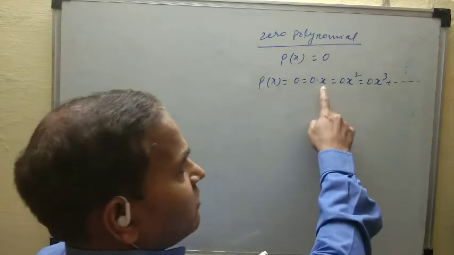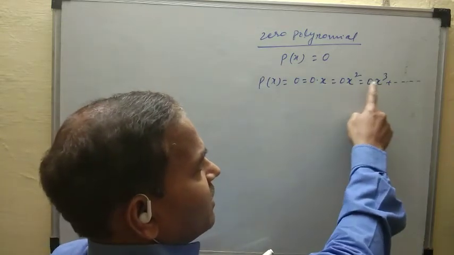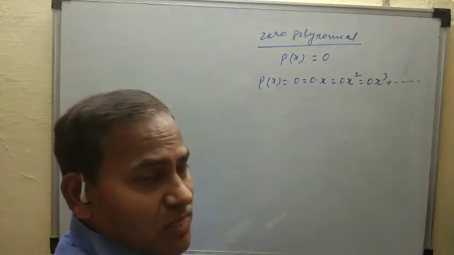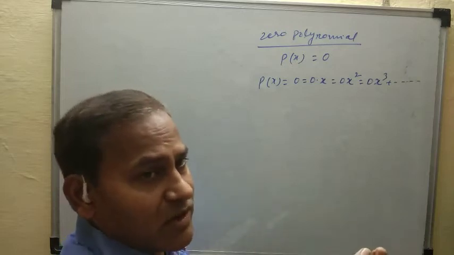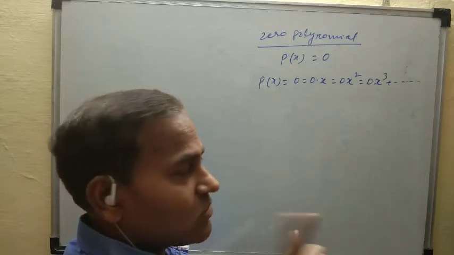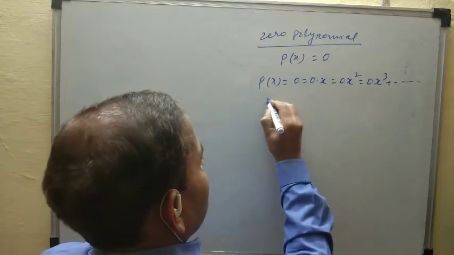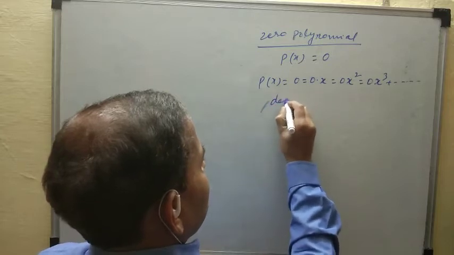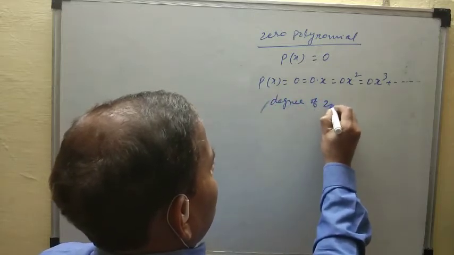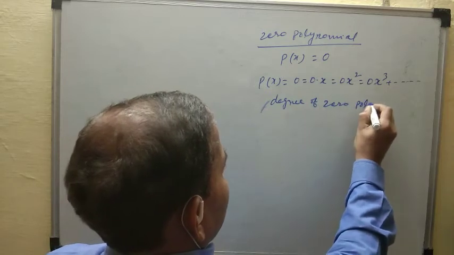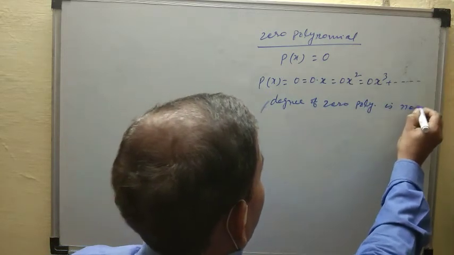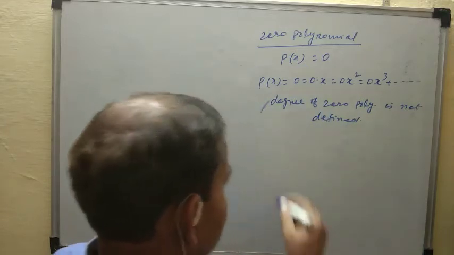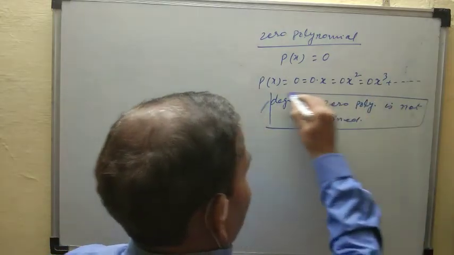अब क्या बोलोगे, यह टर्म होगा डिग्री 1 हो जाएगा, यह होगा डिग्री 2 हो जाएंगे, यह होगा डिग्री 3 हो जाएगा, नेक्स्ट सो ऑन, बट कोफिशिएंट इज 0, सो डिग्री इज not defined, that is, zero polynomial degree is not defined. Therefore, degree of zero polynomial is not defined.